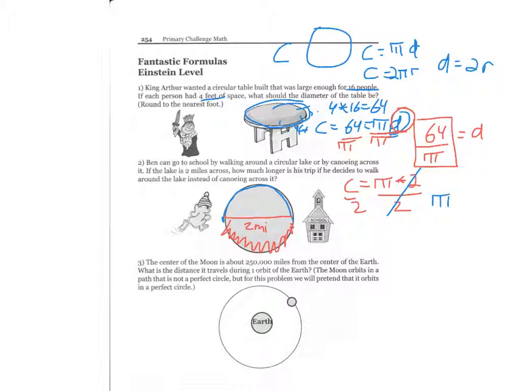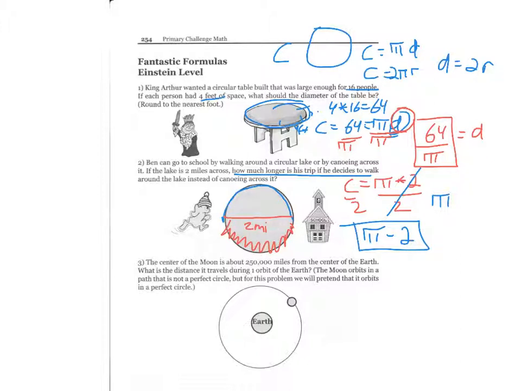But what do we need? So this is one of those problems where we found how far halfway around is, but the question is, how much longer is his trip? So the difference is going halfway around, minus 2, would be our answer. So be careful on that one.